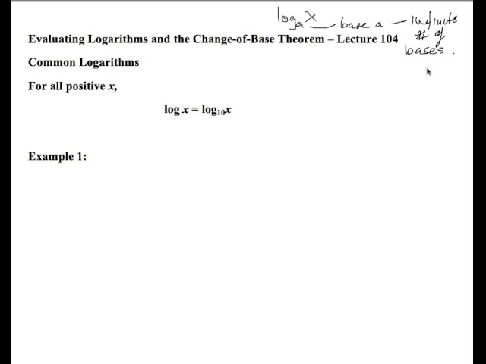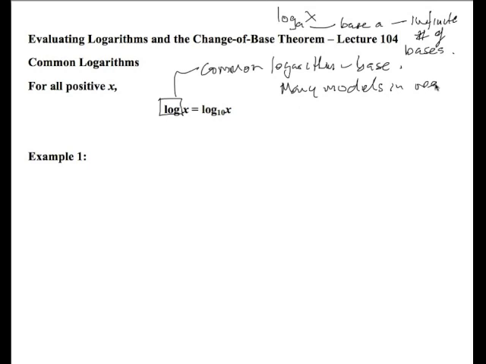And so we want to restrict ourselves to bases that we can evaluate. If you look on your calculator, you'll see that we do have a button that says log. That's because this is called the common log, and it's base 10. There are many models in real life that require the natural log, or the log in base 10. So the first thing we want to be able to do is to evaluate in base 10, and we're going to use our calculator.